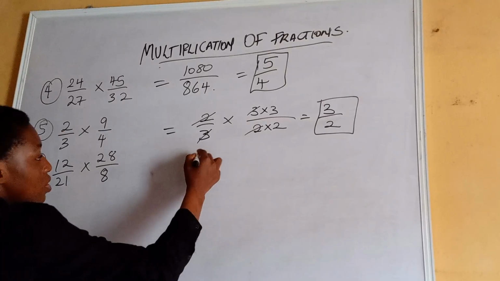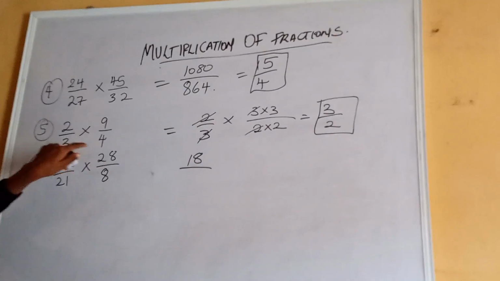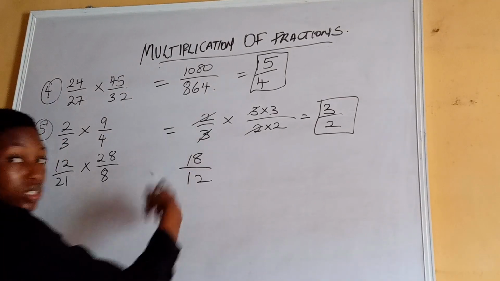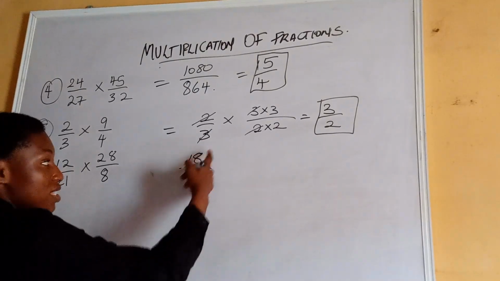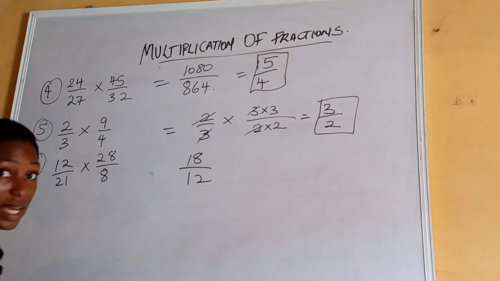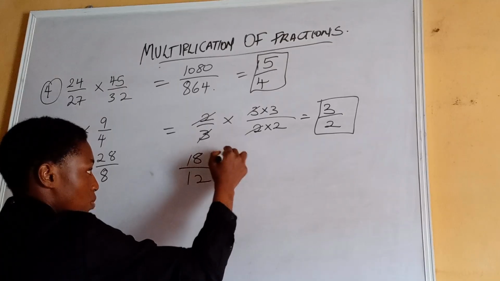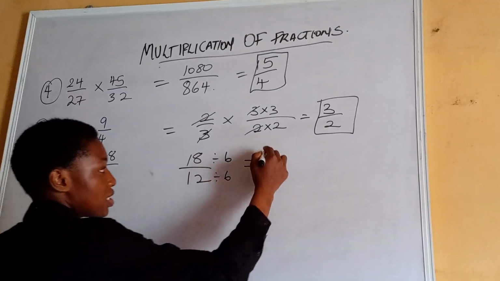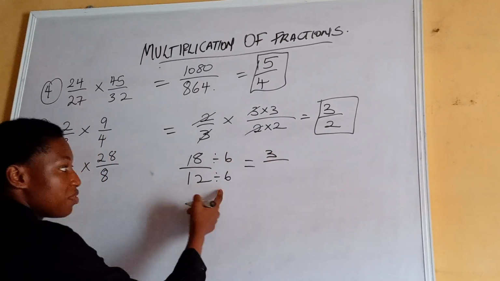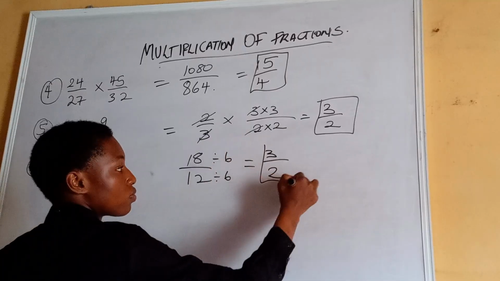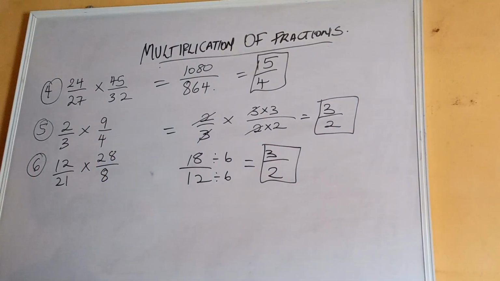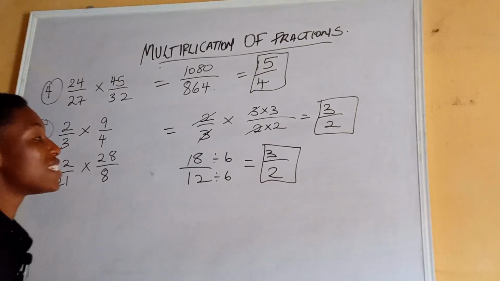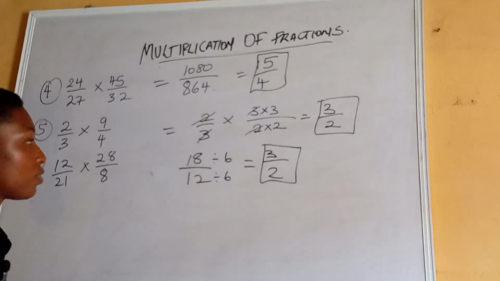9 times 2 is what? 18. 3 times 4, that's what? 12. Now we need to simplify this. We can simplify both the numerator and the denominator by 6. 18 divided by 6 is 3, all over 12 divided by 6, which is 2. So whichever method you use, you are going to arrive at the same answer. The only difference is the way you go through it.